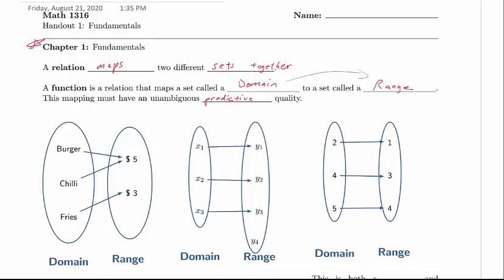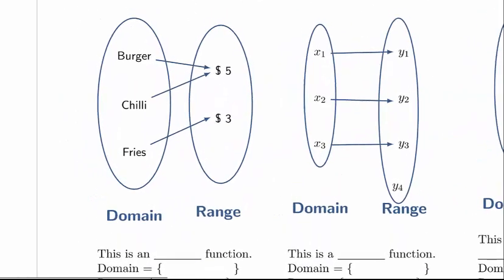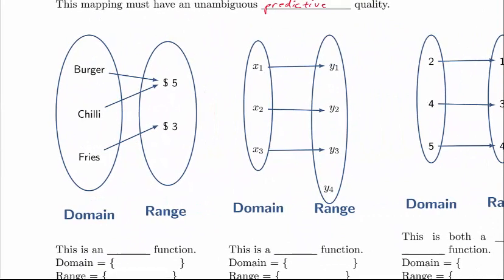And so we start off with the first example of this right here. Basically, it's a menu. If I say, how much does a burger cost? Well, according to the menu, it's $5. And if I say, okay, what about chili? How much does chili cost? $5. And how about fries? How much do fries cost? Well, it's going to be $3, right? There's a predictive quality. Now, imagine if I said, okay, I'm buying a burger and that could cost $5 or $3. That would have no predictive quality to it. So we want to make sure that the domain predicts the element that's going to go on in the range.